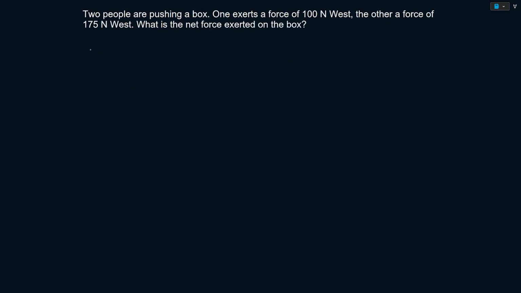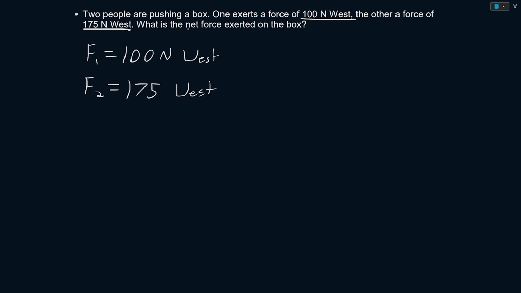Two people are pushing a box. One exerts a force of 100 newtons to the west, the other a force of 175 newtons to the west. What is the net force exerted on the box? First, let's identify our variables. Force 1 is equal to 100 newtons to the west. Force 2 is equal to 175 newtons to the west. What we're trying to find is the net force exerted on the box.